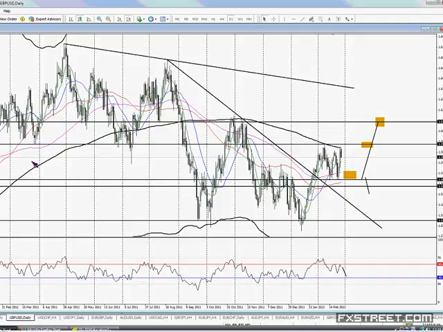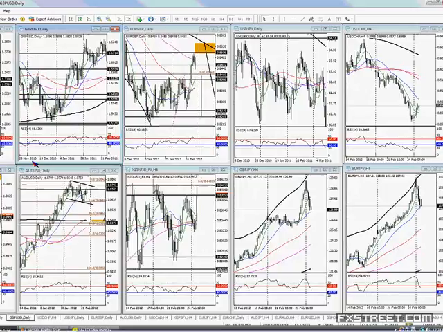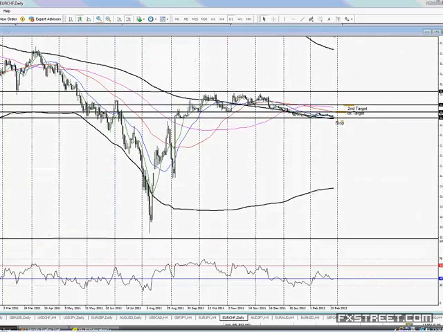All right. Let's see what other pairs are interesting at the moment. There's another trade plan I have for Euro Swizzy. Euro Swizzy is a special pair.